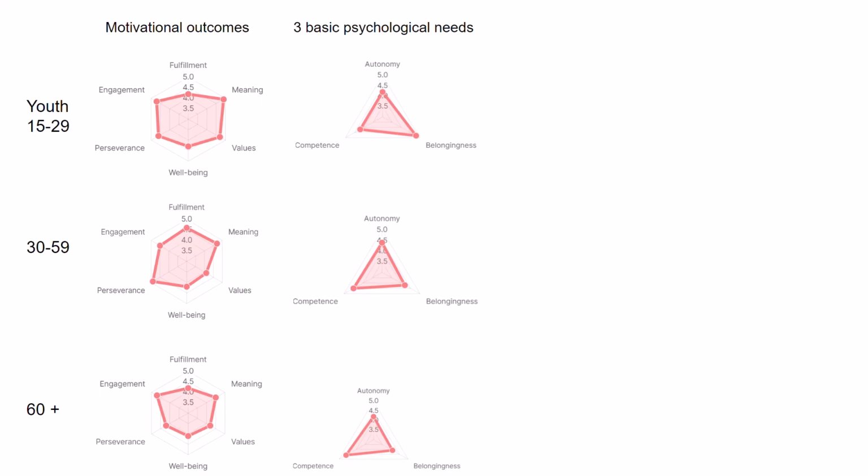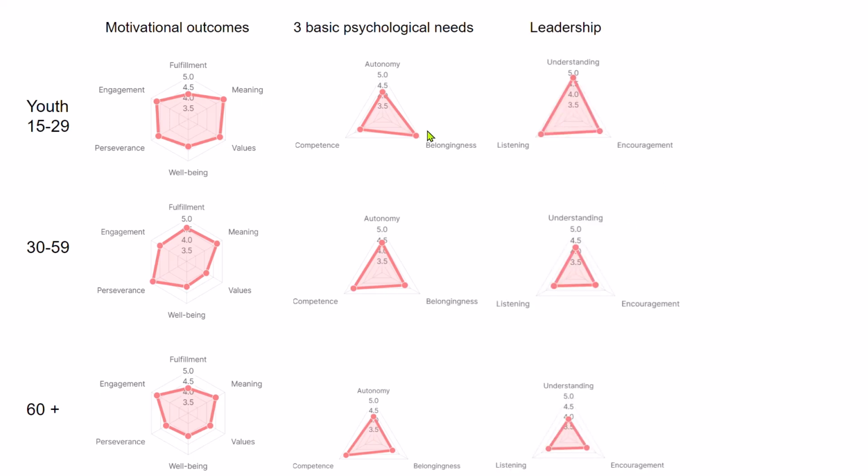So, can the 3 basic psychological needs explain these relatively minor but significant differences in perseverance and engagement? Well, look at this. In the youth, belongingness is very strong, much stronger than in the other 2 groups. Whereas competence is particularly strong in the group of the 60 plus, and not as strong in the other 2 groups, and actually seems to be growing with age.